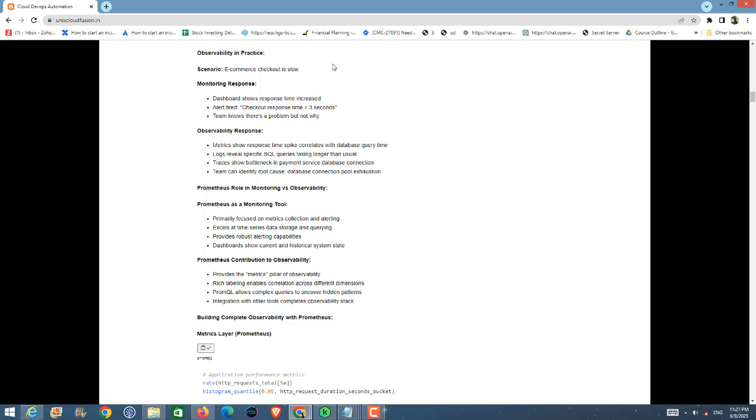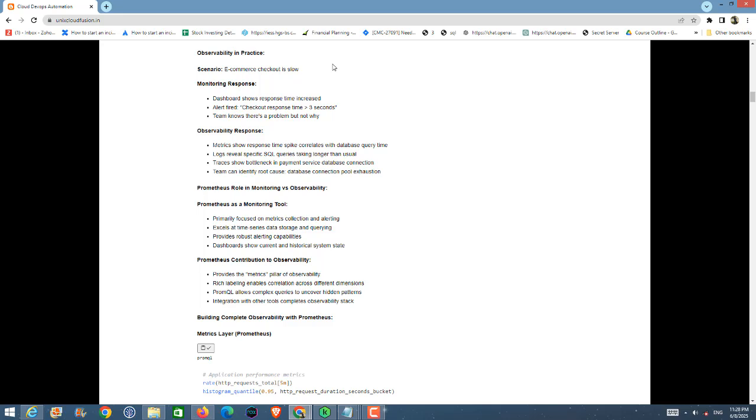So all of these together make Prometheus a monitoring tool. Then, how does Prometheus contribute to observability? Prometheus basically provides you the metrics pillar of observability. Its rich labeling enables correlation across different dimensions. This is very important because you are able to put labels across the metrics. That's why it allows you to correlate across different dimensions.